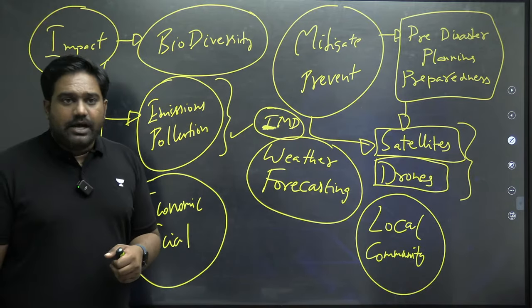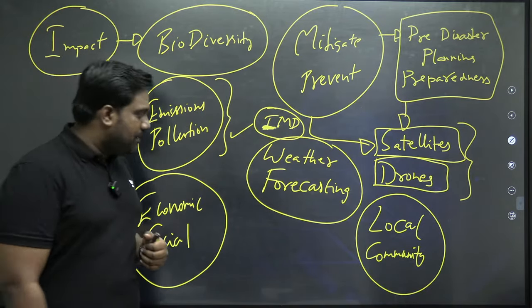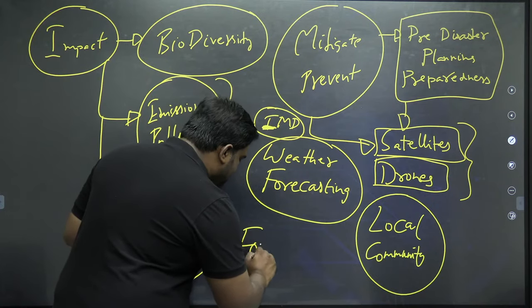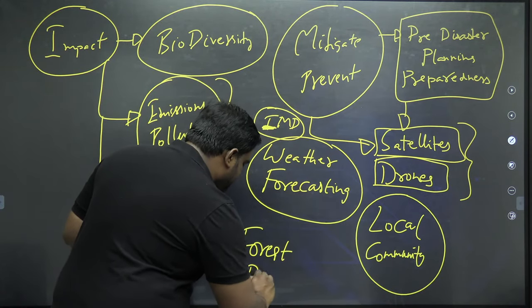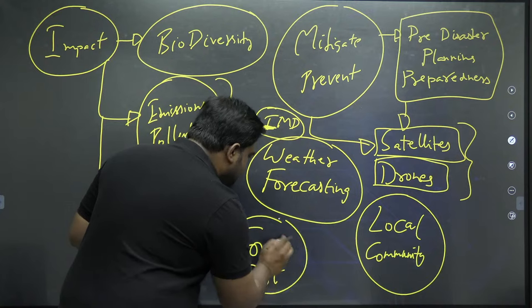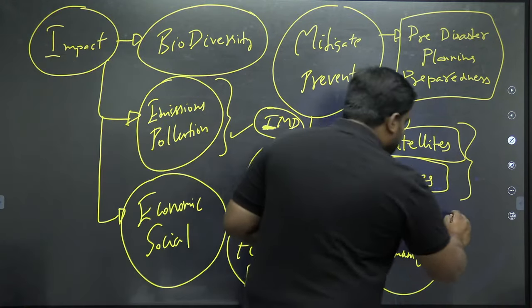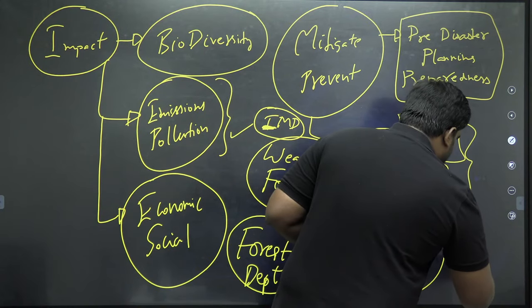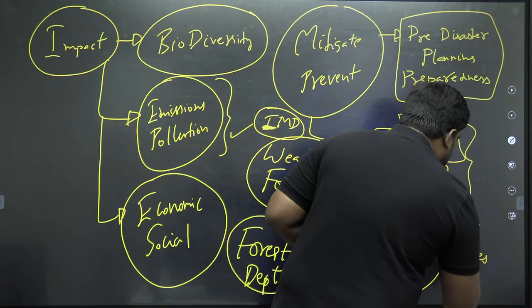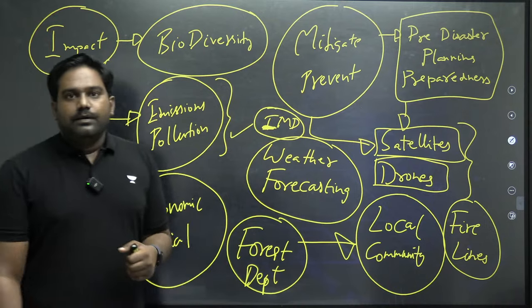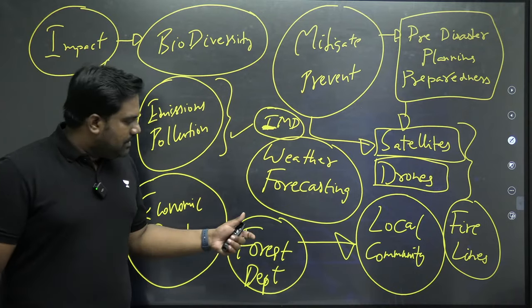Local measures can be taken up. Structural measures can be taken up by the officials, by the forest department especially, to prevent and contain forest fires. For example, by drawing fire lines. Have you heard of the term fire lines?